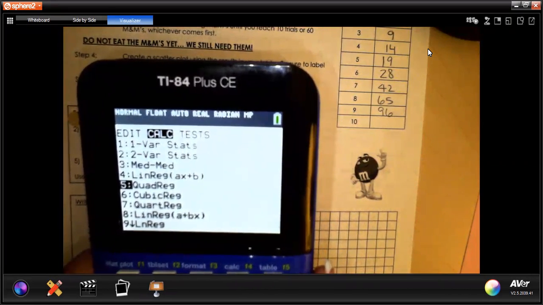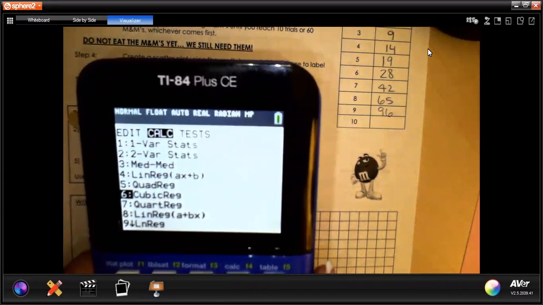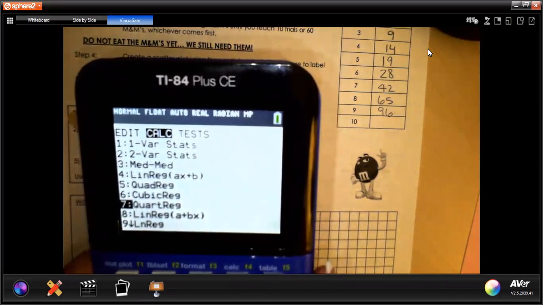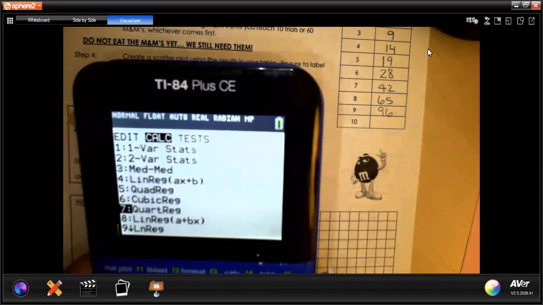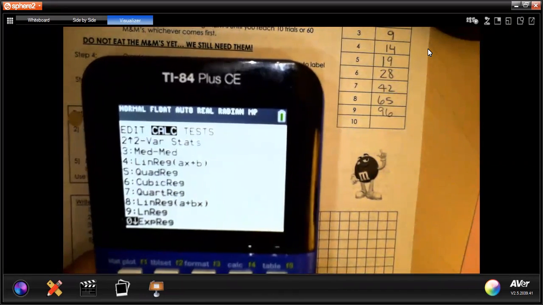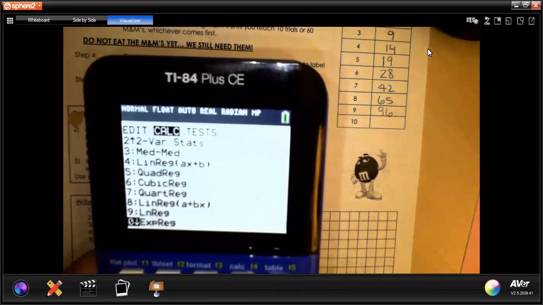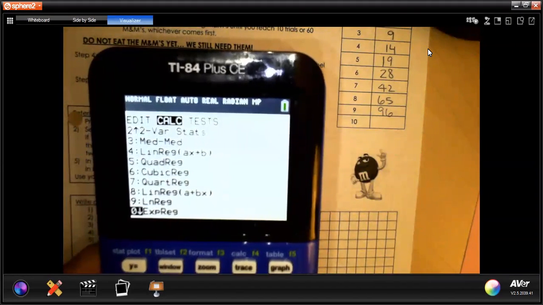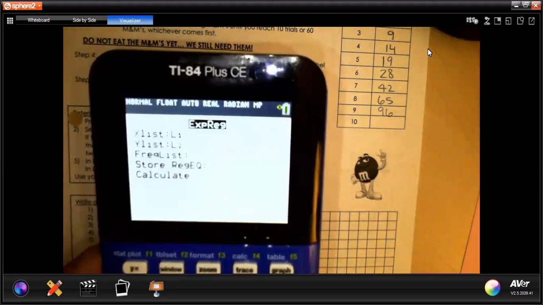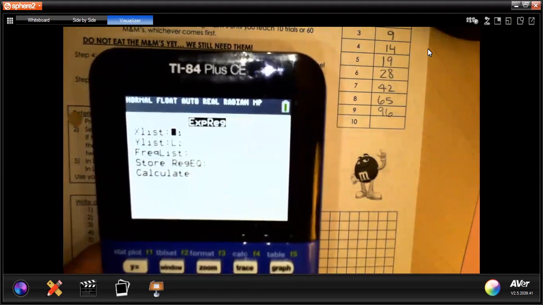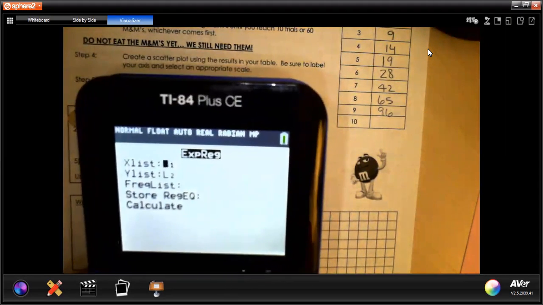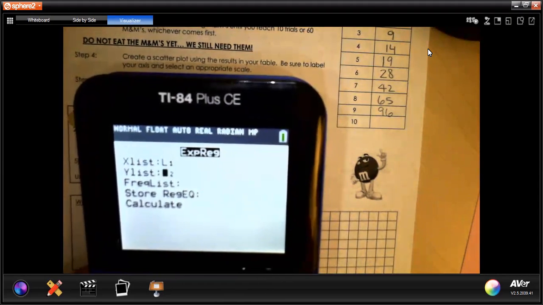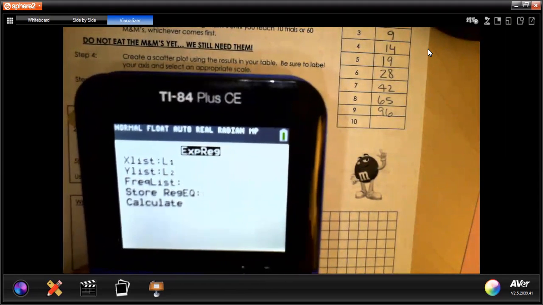And so then we've got our cubic regression, quartic regression. We know it's not the cubic. We've seen that one this year already. But if you keep going down, you get to this 0 right here, which is the exponential regression. So exponential regression is what we're looking for. I'm going to hit enter. It's telling me the x is our L1, the y is our L2. So that is true. I'm going to skip right over that.